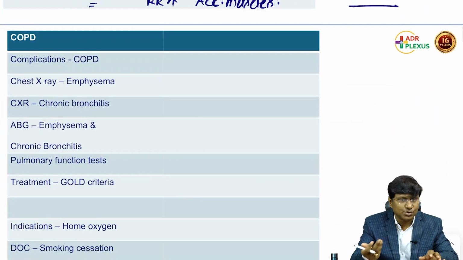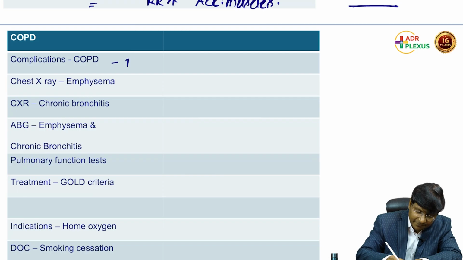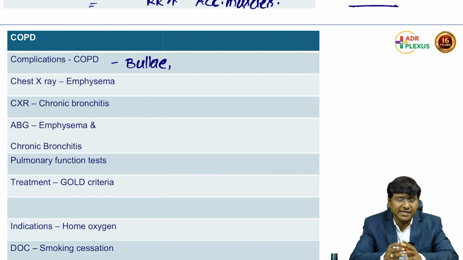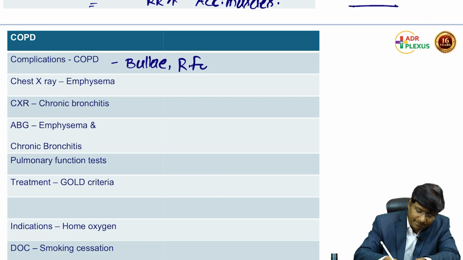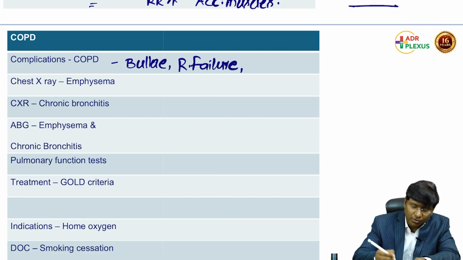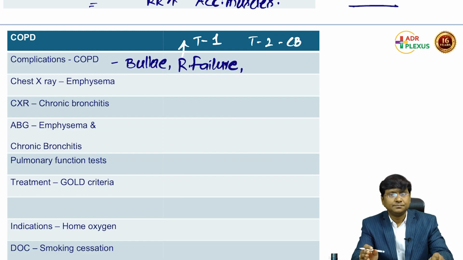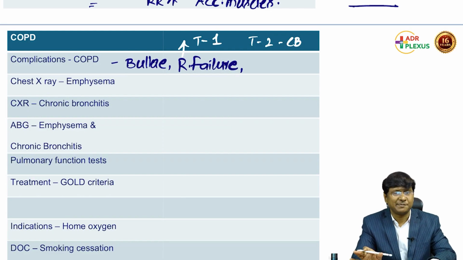Then you take the complications of COPD. One is the emphysematous bulla. Whenever these bullae rupture, that will result in the development of pneumothorax, right? And when there is a large bulla, it can even interfere with pulmonary ventilation as well. These patients will also develop respiratory failure. In emphysema there will be type 1 respiratory failure, whereas in chronic bronchitis, you will have type 2 respiratory failure.